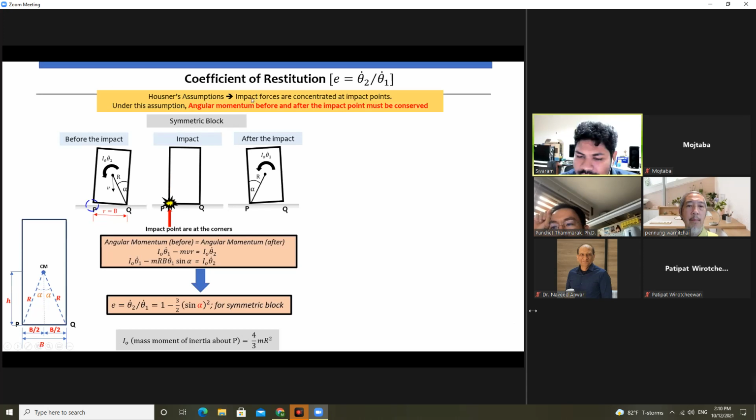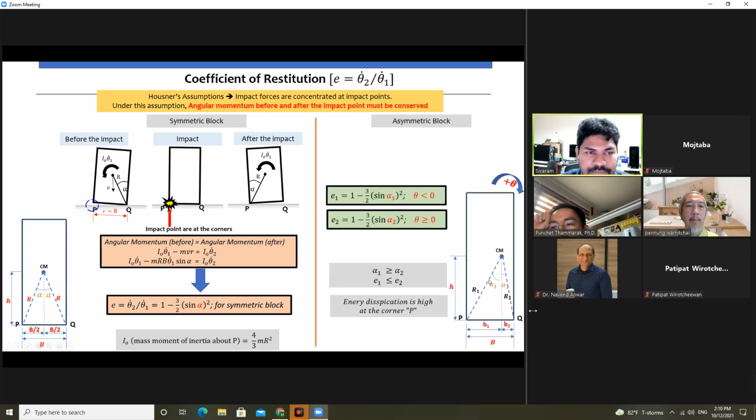Housner's assumptions are that the impact forces are concentrated at the impact points. So he proved that the coefficient of restitution depends only on the critical angle alpha. There are two sizing parameters. When theta is less than or equal to 0, we have to consider the one greater than or equal to alpha 2. For this side the dissipation is high, for this side the dissipation is low.